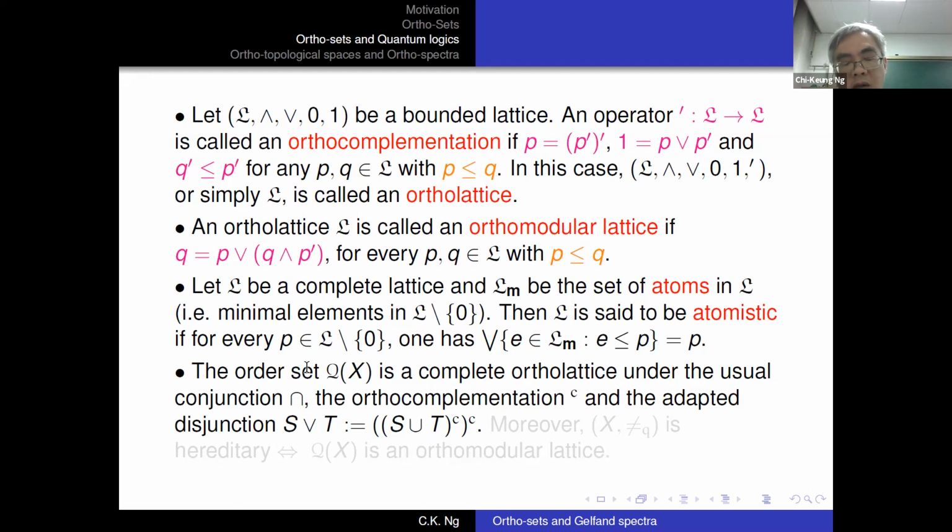The ortho set QX is a complete ortho lattice under conjunction, the usual intersection, the ortho complementation, and the join, which is the union of S and T taken to ortho complementation. And this ortho lattice is ortho modular if and only if this ortho set satisfies the hereditary condition that I just mentioned.